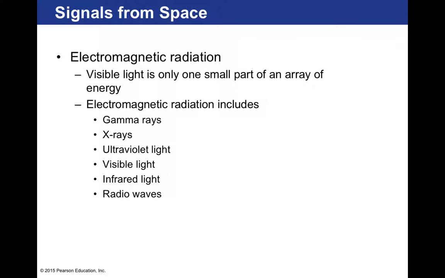All right, we'll start with talking about different signals from space. We'll start with electromagnetic radiation. So visible light is only one small part of what we call the electromagnetic spectrum. So this spectrum includes things like, you may have heard of gamma rays before, X-rays, ultraviolet or UV light, then we have visible light, infrared, which is IR light, and then finally radio waves. And we go from high energy to low energy in this list. So gamma rays are the highest energy and radio waves are the lowest energy.